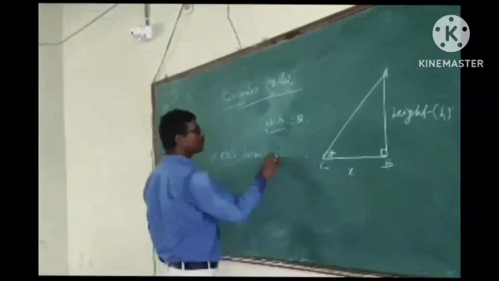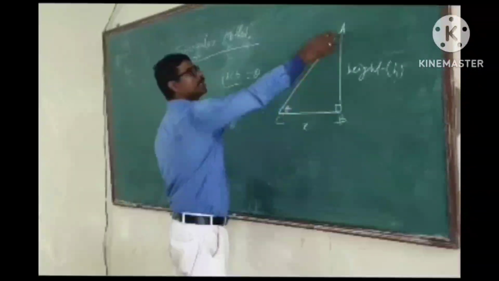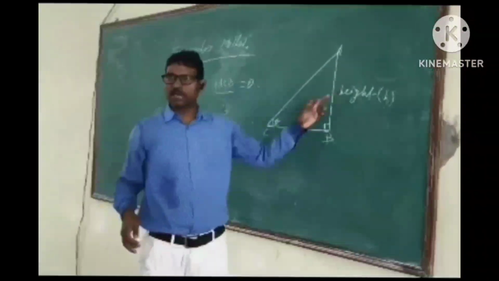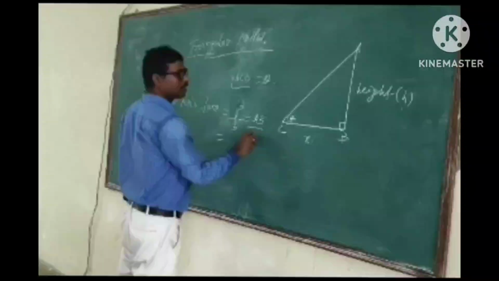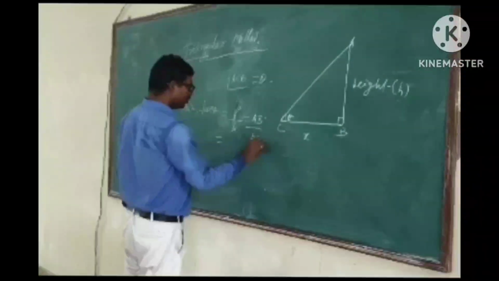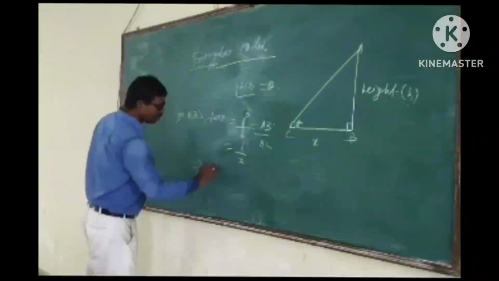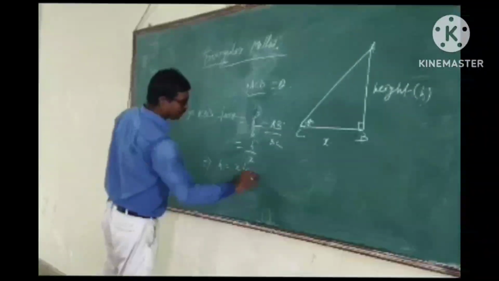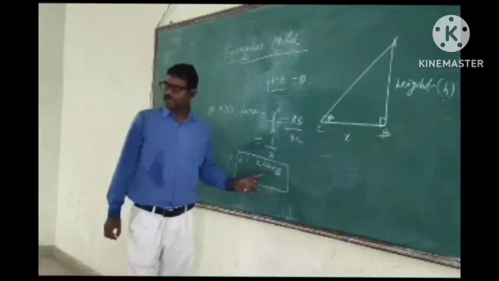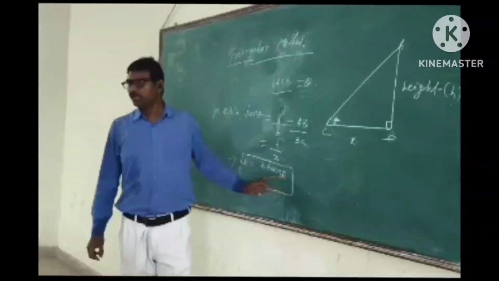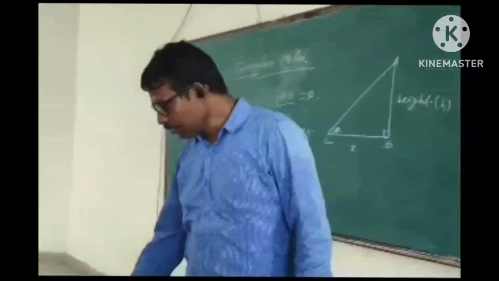theta is equal to P by B. So this is P, this is B, this is H: hypotenuse, perpendicular, base. So it is AB by BC. AB is H, this is X. So now H is equal to X tan theta. If you know X and the value of theta, then you can calculate the height of the tower. This is the triangular method.